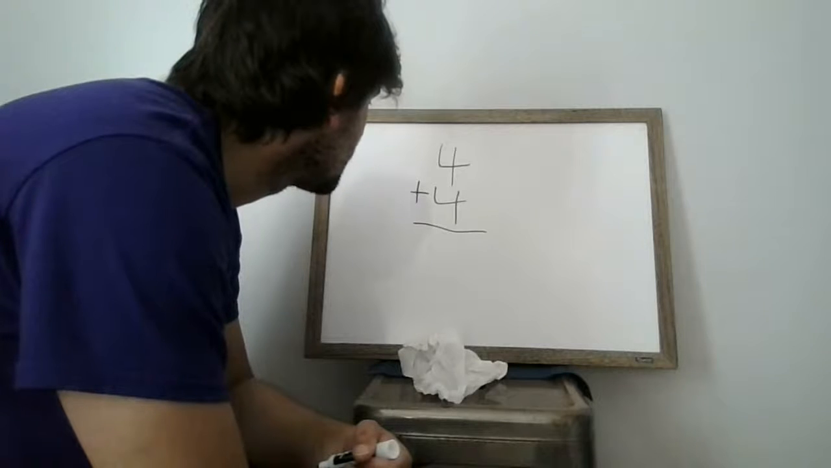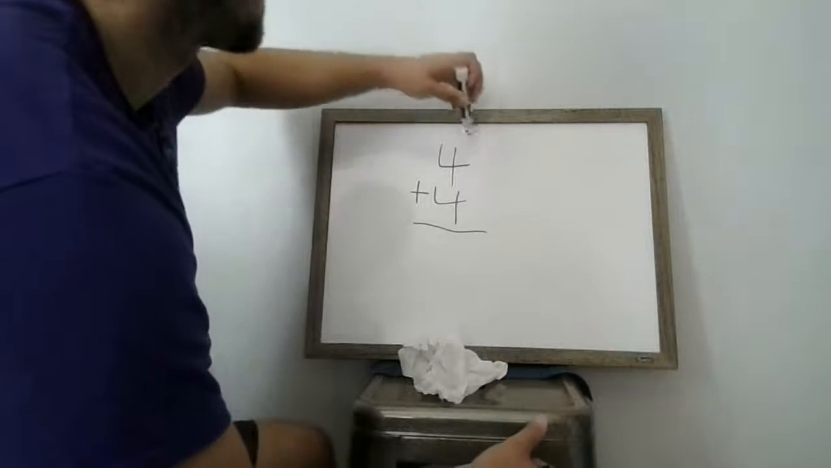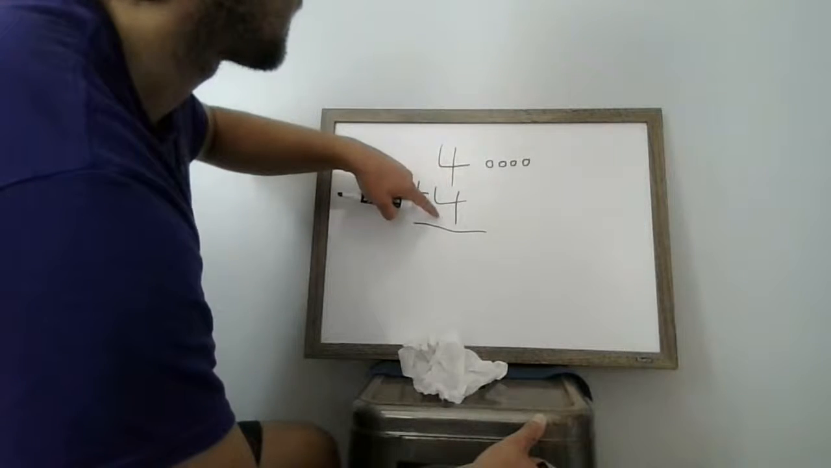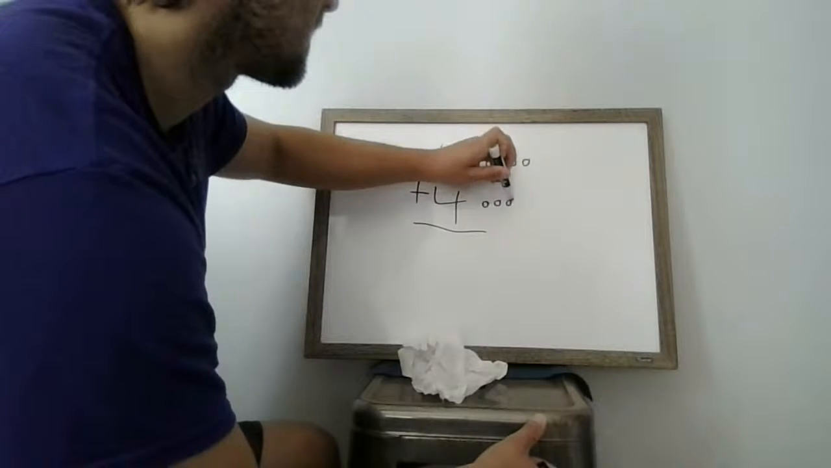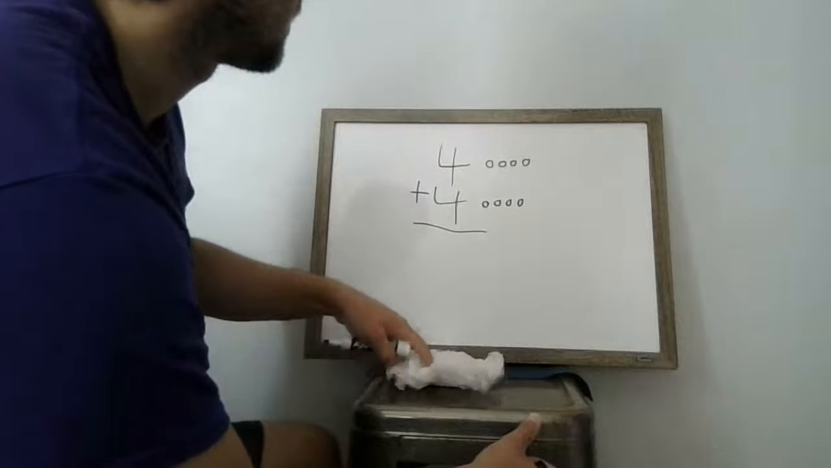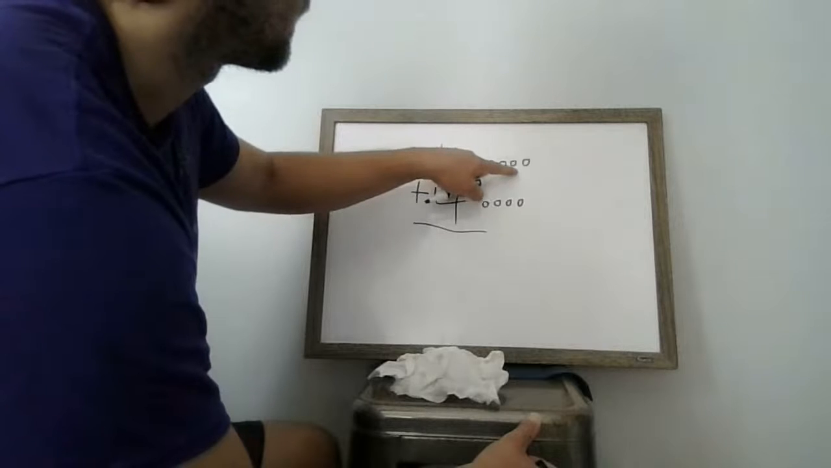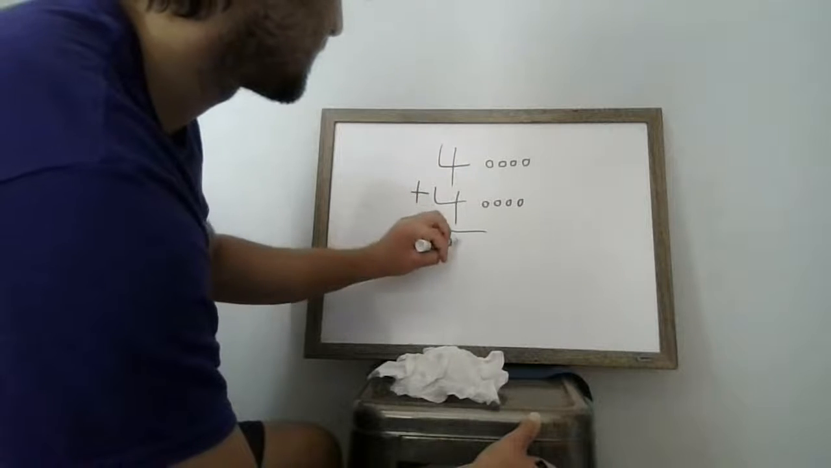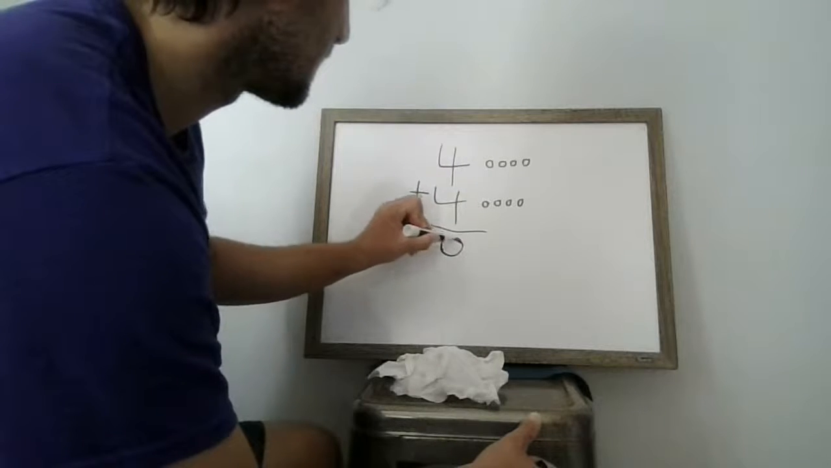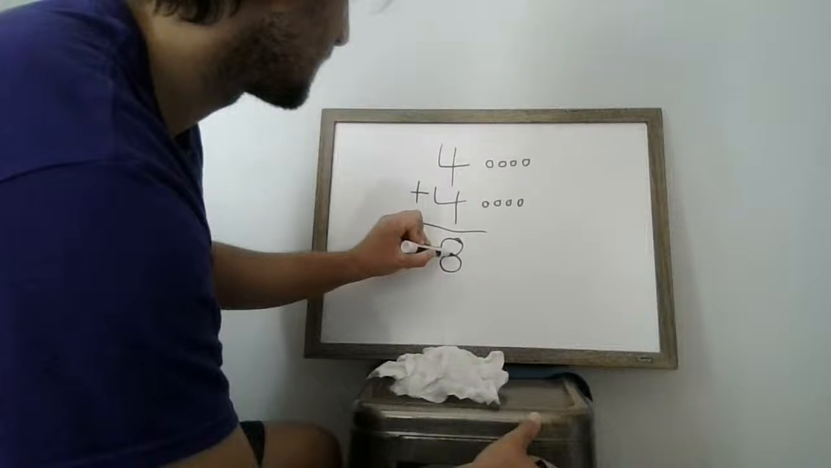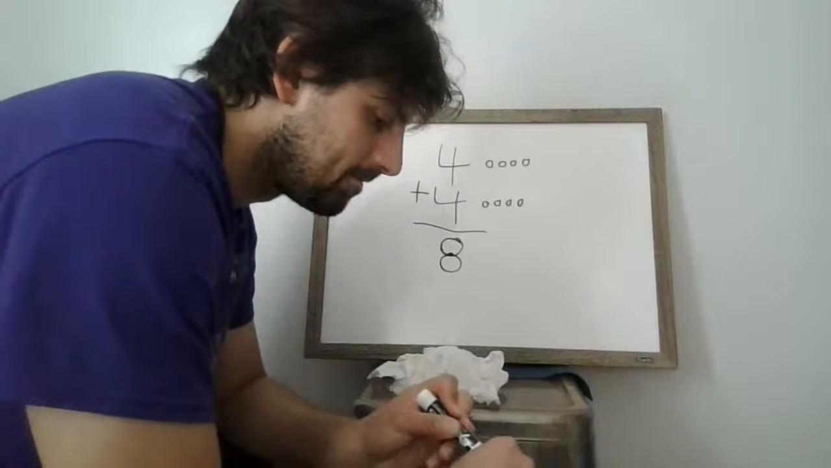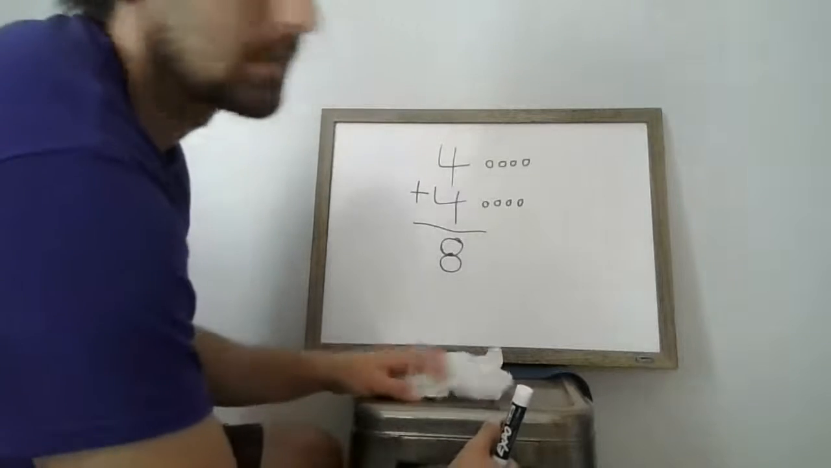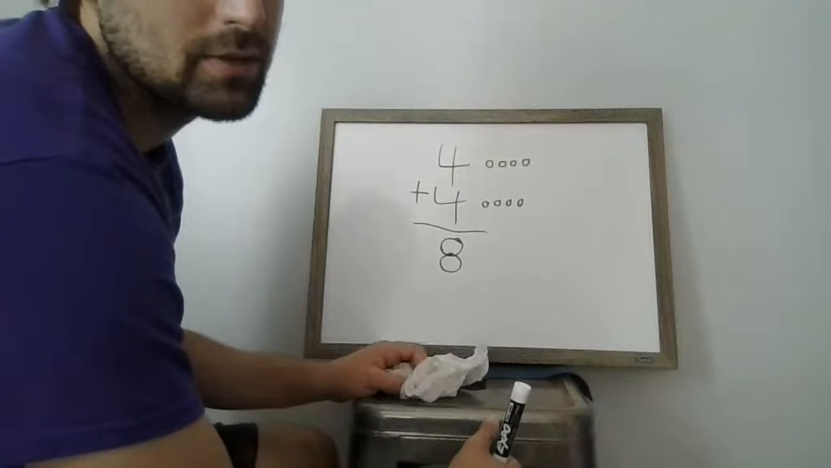So 4 plus 4, so I'm going to draw 4 circles next to the number 4 up here. Since we're adding the same number, I'm going to draw 4 more circles down here. And I'm going to count the total number of circles. Ready? 1, 2, 3, 4, 5, 6, 7, 8. And that is our answer. 4 plus 4 equals 8.